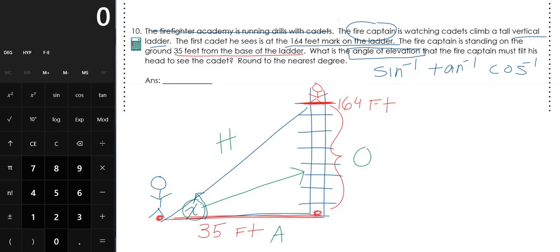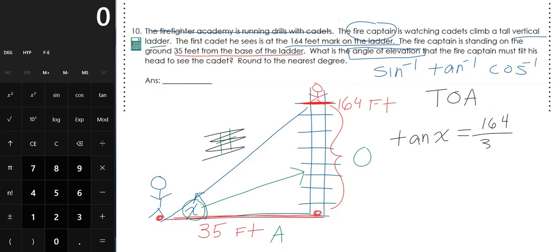We don't need the hypotenuse. It didn't give us a value, and we're not trying to solve for it. So let's look at what we have. 164 feet as the opposite, 35 feet as your adjacent. O and A, well, that's TOA again. Now, when we set this up, we're going to do tan of x, because now your angle's missing, so we just have to call it x, equals opposite over adjacent, the 164 feet over the 35 feet.